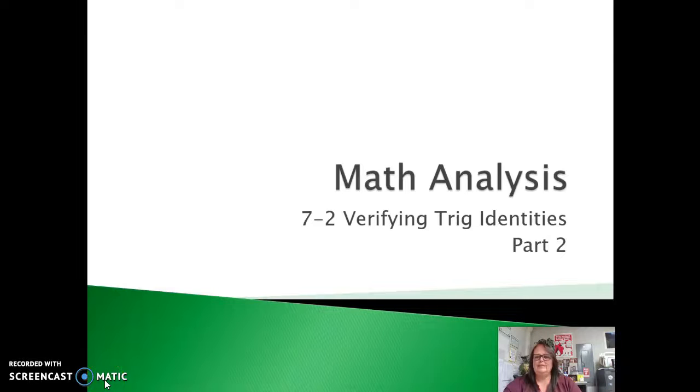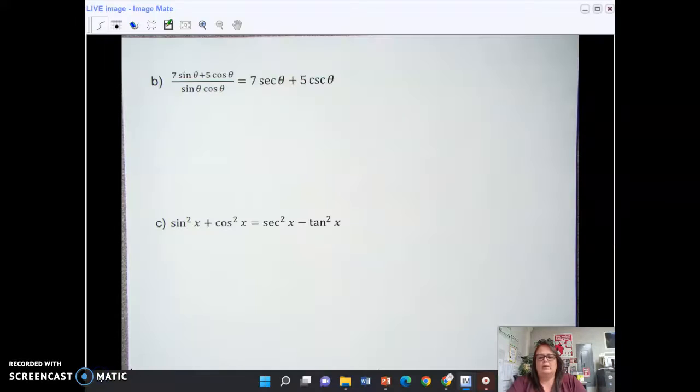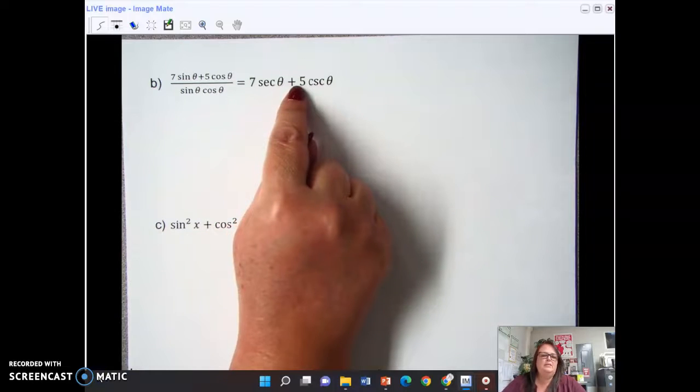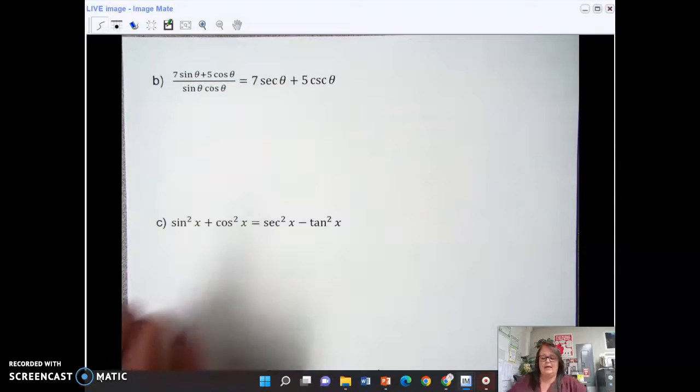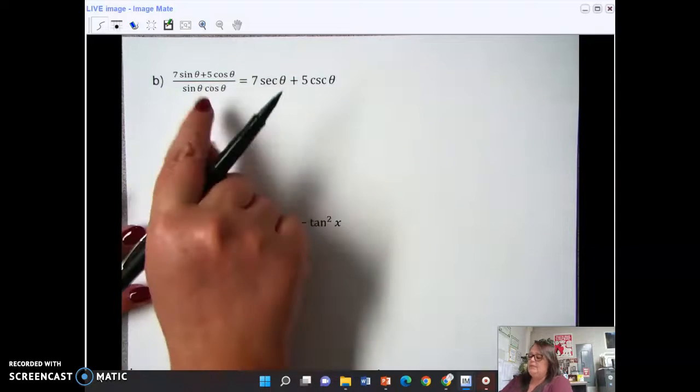All right, so we're going to head into part 2, which is just continuing practicing different ways of proving or verifying trig identities. In the previous problem, I picked the right-hand side because of the addition and all that good stuff. You could pick the right-hand side on this one, and that'll work for you, but I'm going to show you I can also pick the left-hand side. So in this case, I'm going to choose to pick the left-hand side.